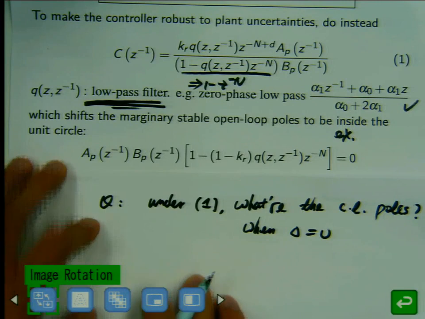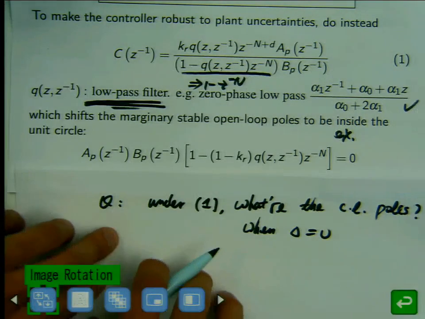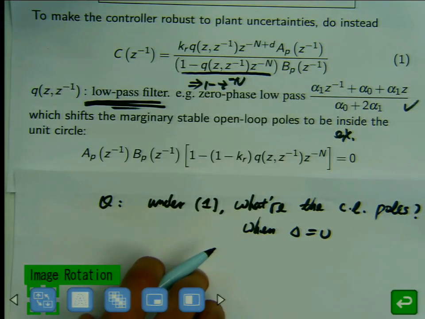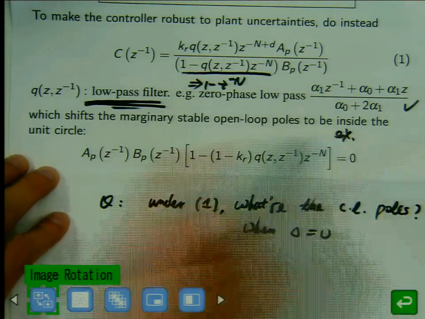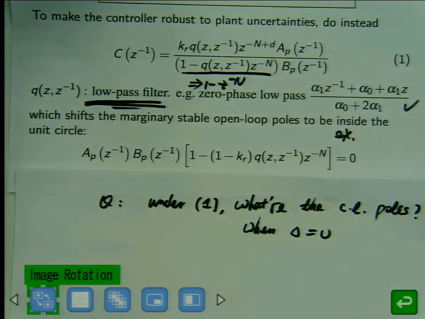I wanted you to prove last time that these poles are all inside the unit circle. That's the question last time. So take a moment to consider this problem while I look up something from last time.